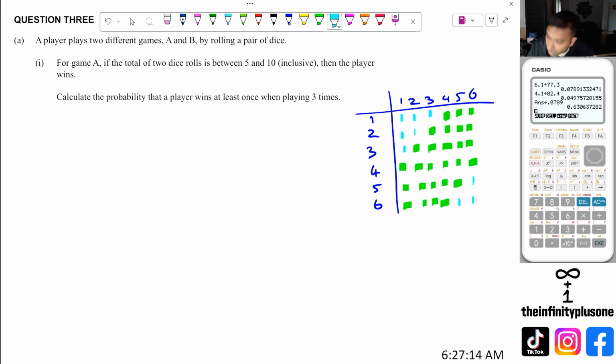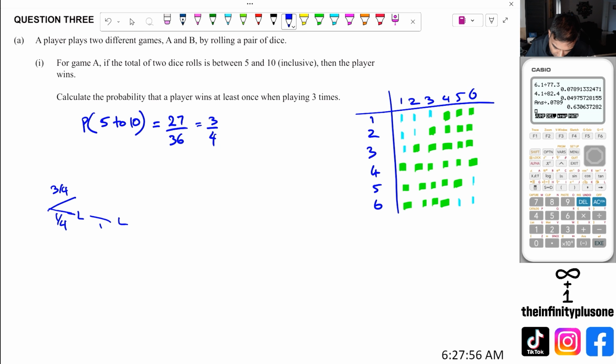So probability of winning, that's probability between 5 to 10 inclusive, is going to be 27 out of 36. And we want to find out what's the probability that a player wins at least once when playing 3 times. So you can do it like this. You've got 27 out of 36 is win. 27 out of 36 I should just write as 3 over 4. And if it's 3 over 4, 1 over 4 is loss.